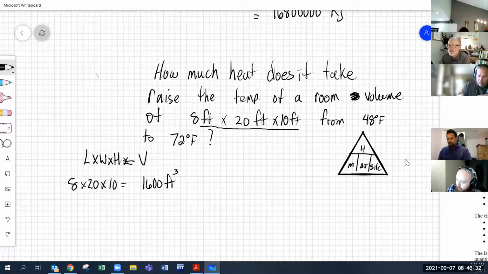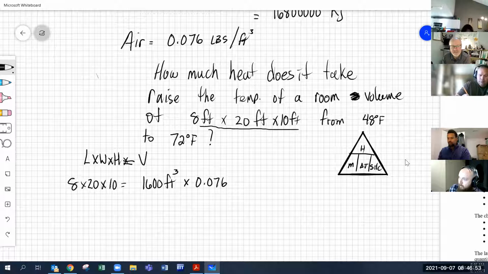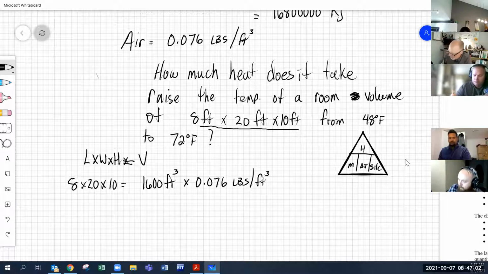And now I have to know how much air weighs. I know that air has a density of 0.076 pounds per cubic foot. I will multiply that by 0.076 pounds per cubic foot, and this is just to get my mass of air. And that's going to equal 121.6 pounds of air.